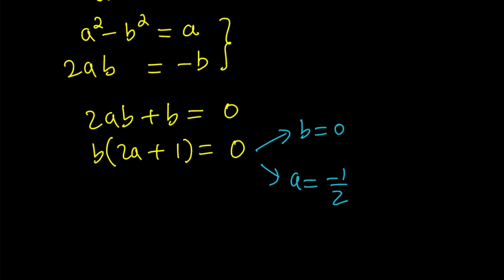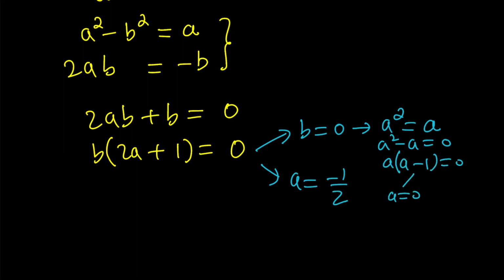Now, why do I keep saying that? Because you'll see in a little bit, sometimes one of these values gives us a non-real value and we have to discard it. So if b is equal to 0, let's go ahead and plug it into the first equation. A squared equals a is what we get from here, which means a squared minus a is equal to 0. Do not cancel out the a's because you're going to lose some solutions. And then factor out a, and you get a equals 0 or a equals 1.